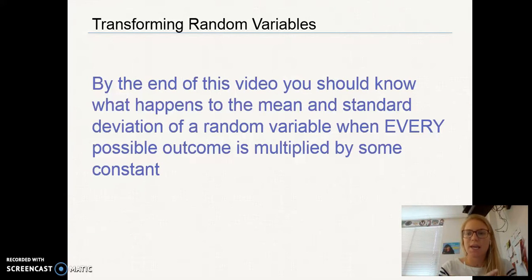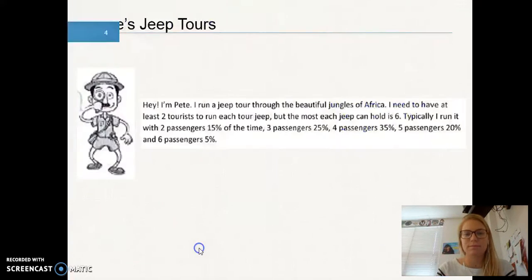So we're essentially going to take a pre-existing random variable and multiply every possible outcome by some value. And I have a scenario to help us explain why we might do that. So we're going to be working with this guy, Pete. He has a Jeep tour company in Africa. He has kind of a limit. He has to have 2 tourists signed up to run each tour, but the most that can fit are 6. So he can either have 2 passengers, 3 passengers, 4, 5, or 6 passengers.